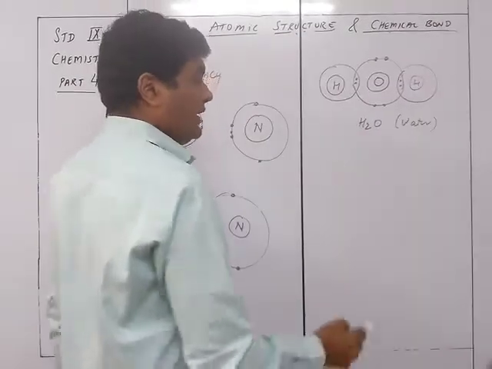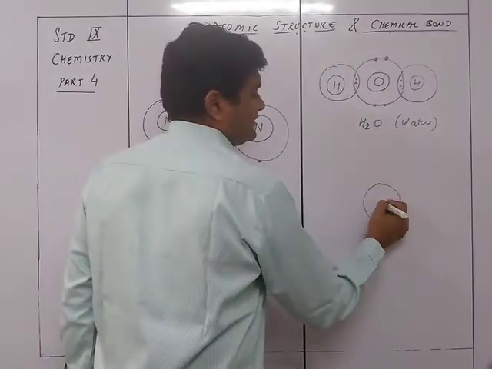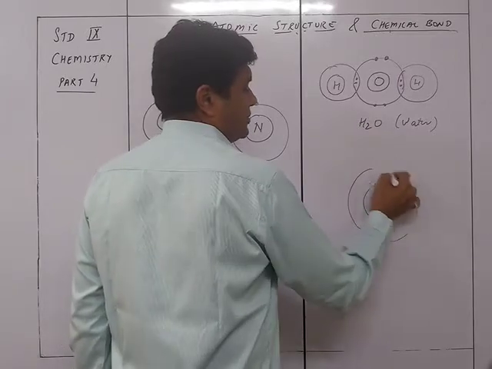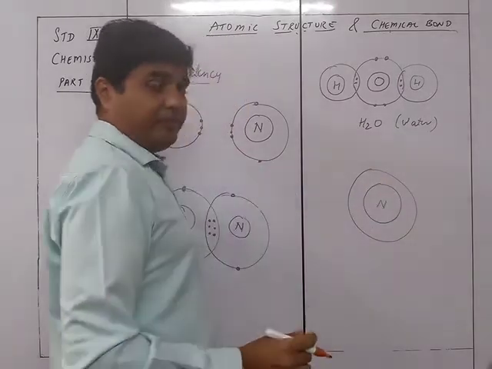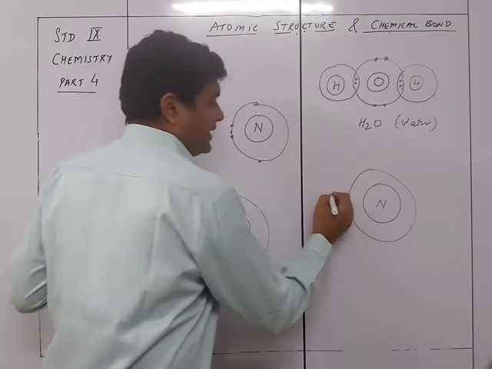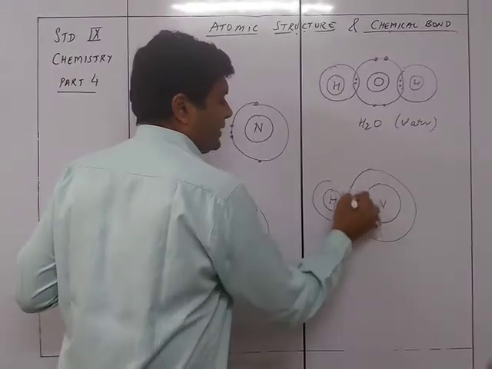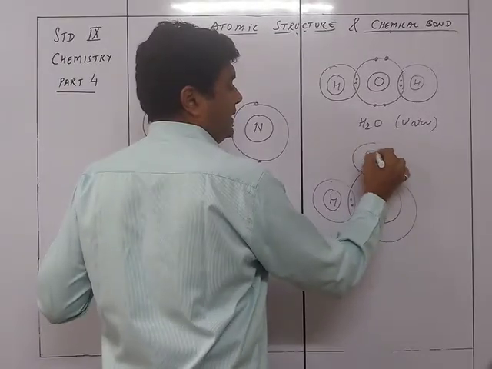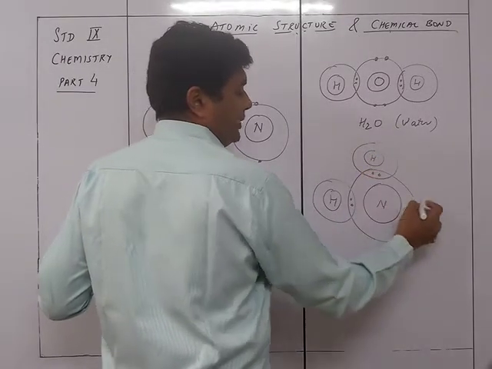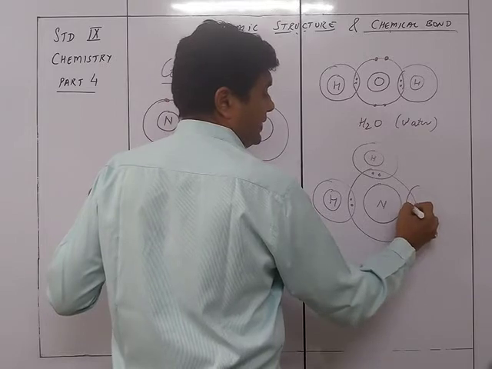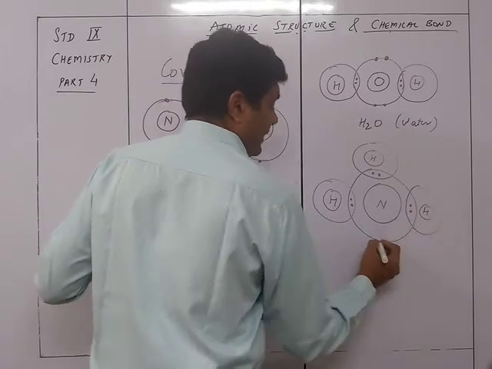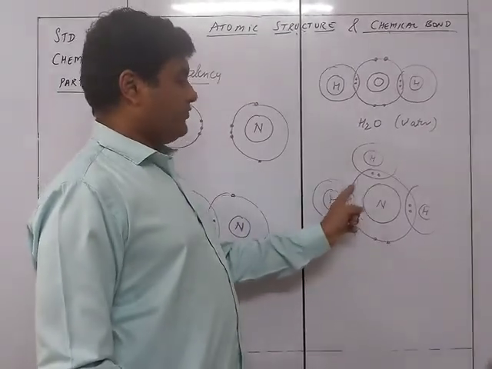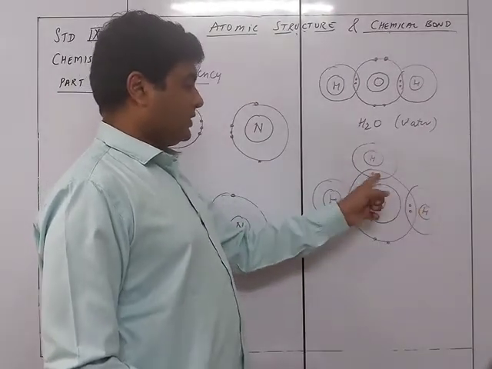Similarly it could be ammonia. In ammonia, nitrogen is at the center and it has valence electrons, 5 of them. Hydrogen will come here and share 1 electron with it. Another hydrogen will come here and share one electron, and another hydrogen here to share one electron, and these two will be separate. So nitrogen now has 1, 2, 3, 4, 5, 6, 7, 8. Each hydrogen has 2.